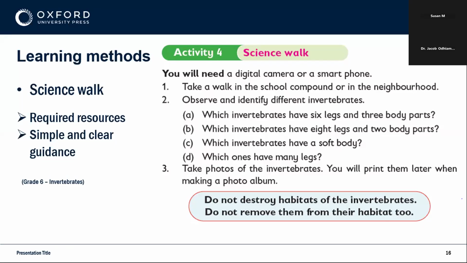For example, I can give an example of some insects, like the pupa stage of insects. They should not just remove it from that habitat, because that is interfering with the environment, and the learners are supposed to conserve the environment. Actually, the learners and even the teacher and everybody else. So that caution is necessary during a science walk, and also for their own safety, because some of the invertebrates are harmful.